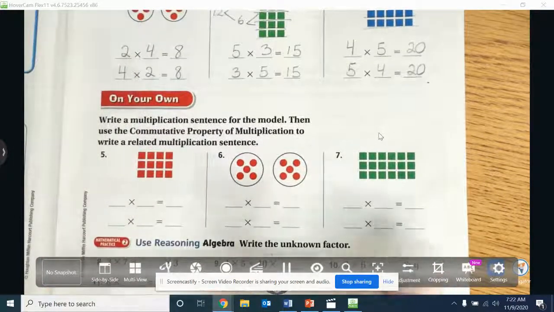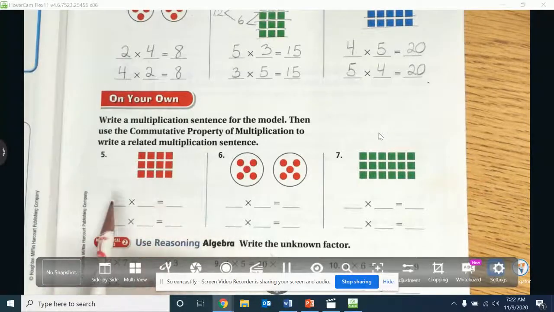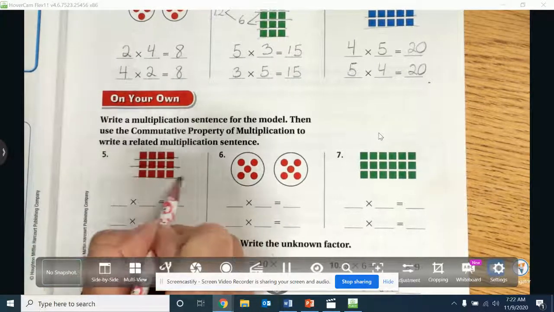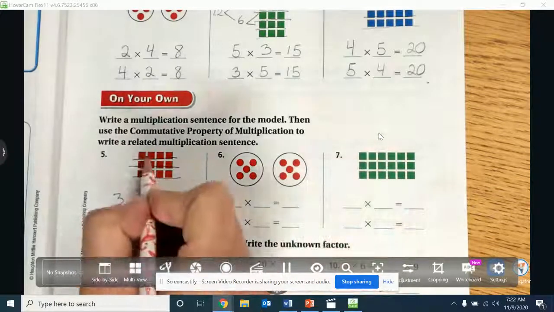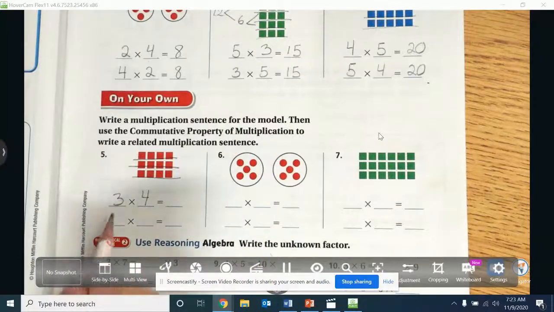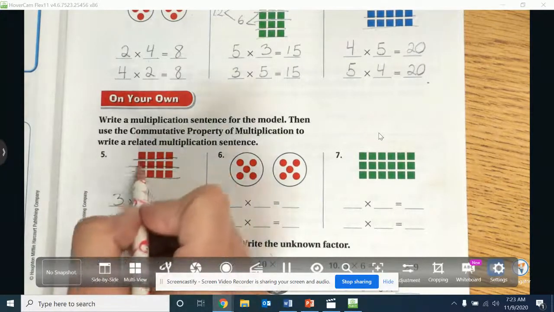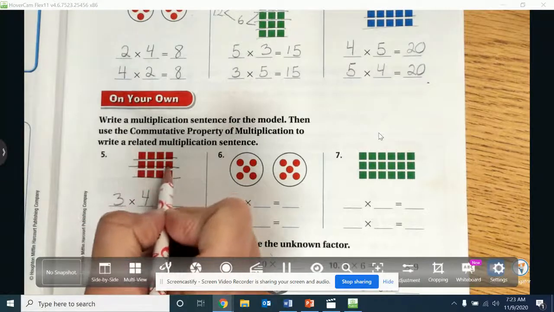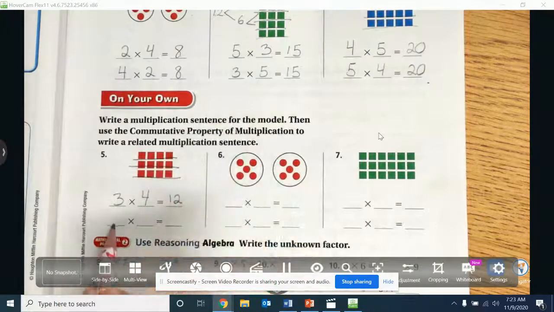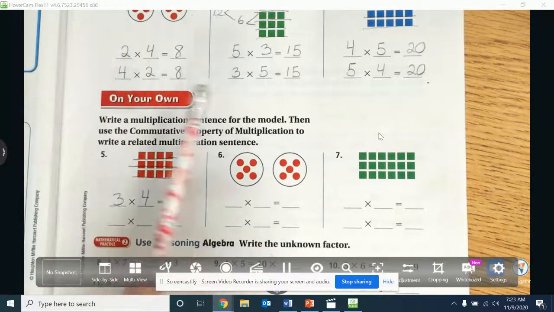Okay, down here we're going to continue. I'm going to help you with the first multiplication sentence, and you are going to do the commutative property related sentence to it. So number 5, how many rows? 1, 2, 3. 3 rows of 1, 2, 3, 4. 3 rows of 4 is equal to 4 plus 4 is 8, 9, 10, 11, 12. Go ahead and give me the related multiplication sentence using the examples we used up here.